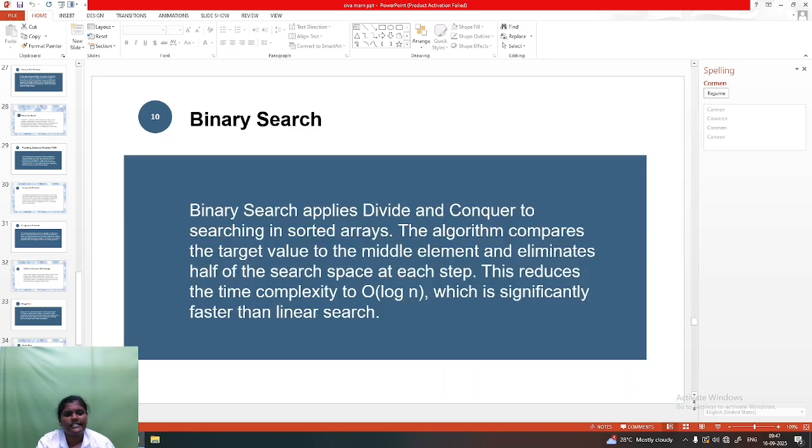Next is binary search. Binary search applies divide and conquer to searching in sorted arrays. The algorithm compares the target value to the middle element and eliminates half of the search space at each step. This reduces the time complexity to O(log n), which is significantly faster than linear search.